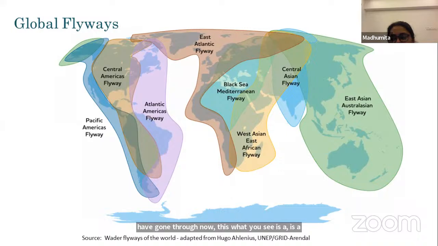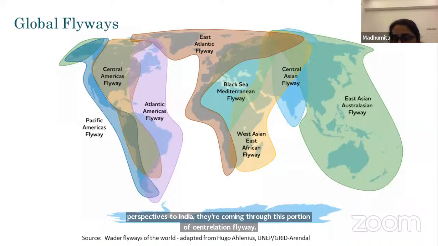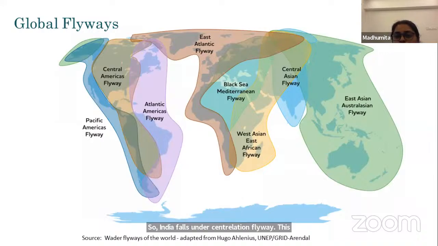If you recollect the maps which we have seen earlier, most of the paths which we were seeing for birds in perspective to India were coming through this portion of the Central Asian Flyway. So India falls under the Central Asian Flyway. This particular flyway is made based on shorebird migration, which I have shown with a lot of ringing and flags in the earlier presentation. Shorebirds like curlew sandpiper, bar-tailed godwit, whimbrels, these kinds of birds which are waders.